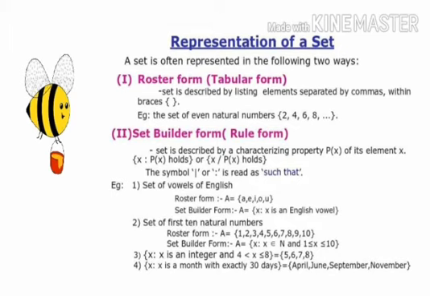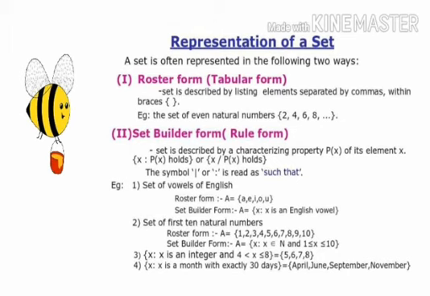The next one, set builder form. A set is described by a characterizing property P(x) of its element x. Here, the set {x : P(x) holds} or {x | P(x) holds}. The symbol slash or colon is read as "such that". Take the set of vowels of English. Roster form: A = {a, e, i, o, u}. Set builder form can be written as A = {x : x is an English vowel}.